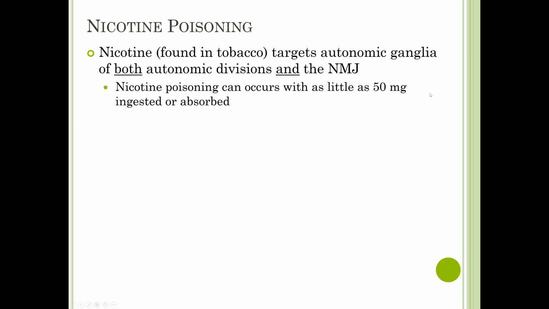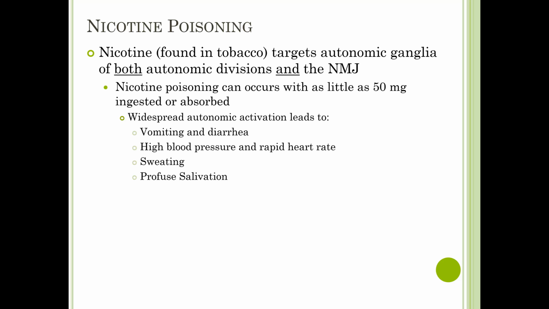So nicotine poisoning can occur with as little as 50 milligrams of nicotine ingested or absorbed. So you get widespread autonomic activation of both the sympathetic and parasympathetic nervous systems. This leads to vomiting and diarrhea, high blood pressure, rapid heart rate, sweating, profuse salivation. These are usually some of the key characteristics of nicotine poisoning. You also can get convulsions of the skeletal muscles from activation of the nicotinic receptors at the neuromuscular junction. So basically the muscles are just going to start contracting all over the place.